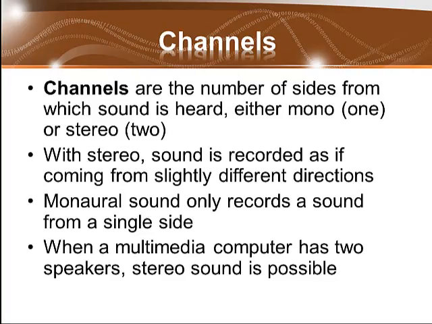Channels are the number of sides from which one sound is heard, either mono (one) or stereo (two). With stereo, sound is recorded as if it's coming from slightly different directions. Monaural sound only records a sound from a single side. When a multimedia computer has two speakers, stereo sound is possible. Since stereo audio has more information, files are larger than those from mono recording.